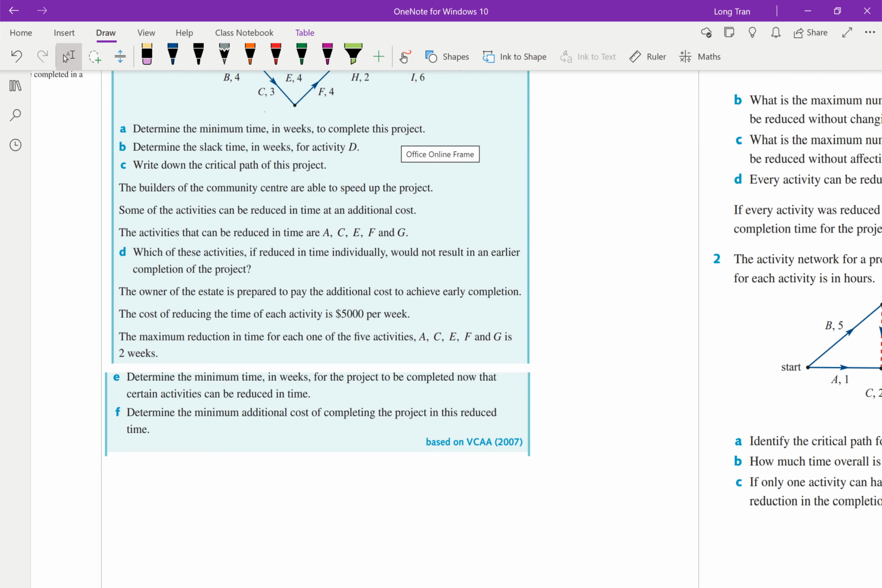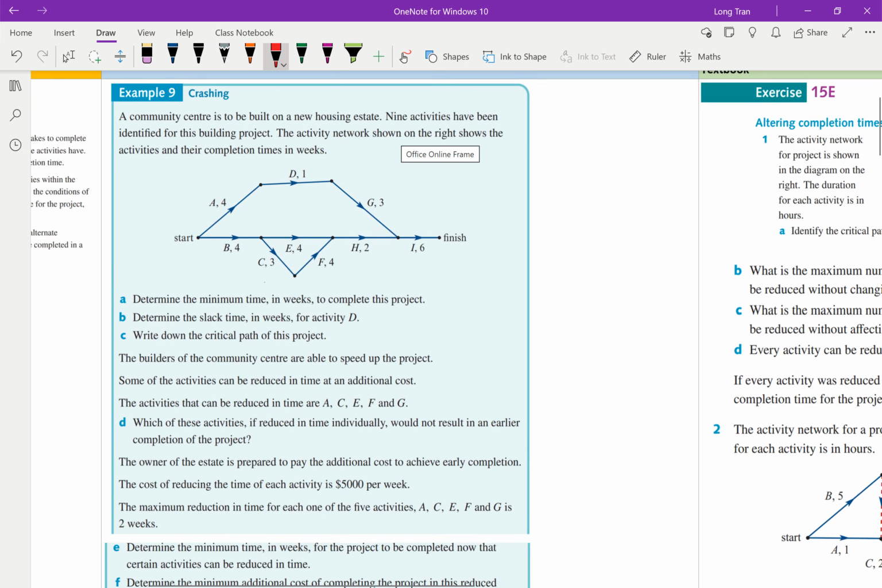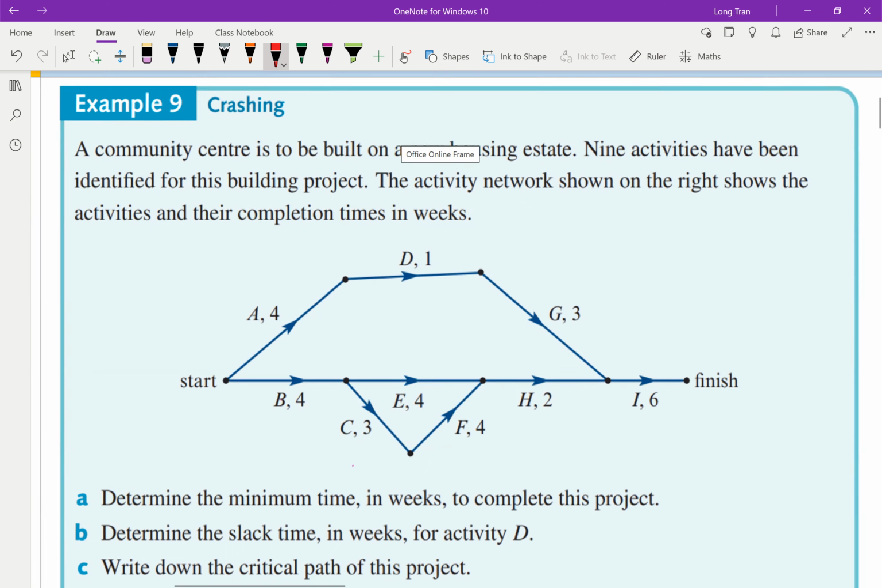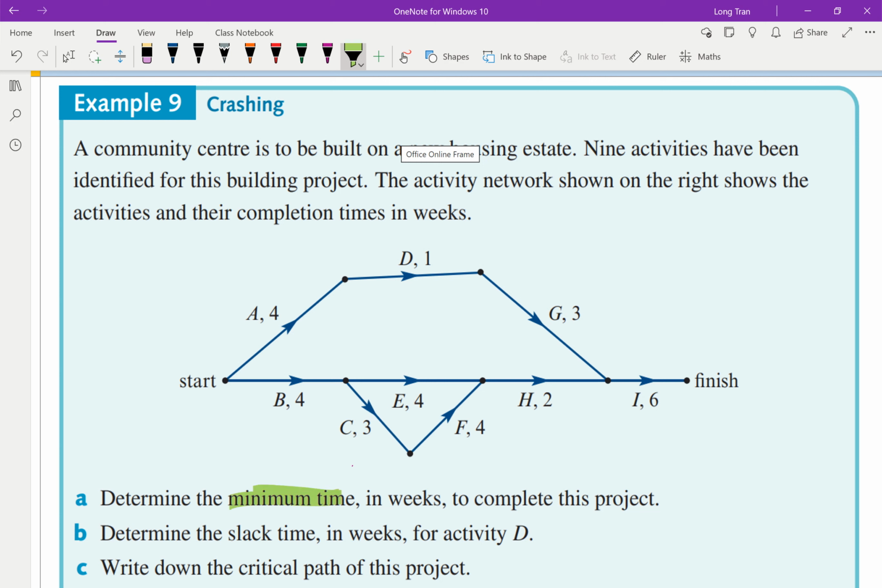They've got a VCA 2007 question. The first few parts is quite similar to what I've been teaching you, and then it's the last part that is actually crashing. Okay, so here we go. Same thing. They say determine the minimum time in weeks to complete this project. How do you answer this question? Find the critical pathway. So we're going to do the same thing again, except this one should be easier now.